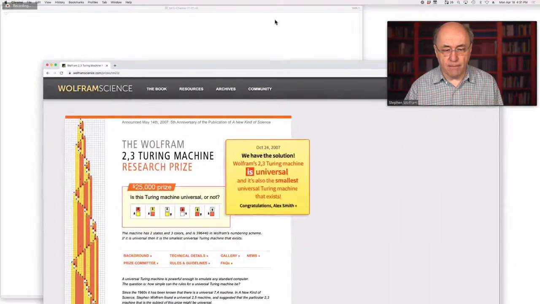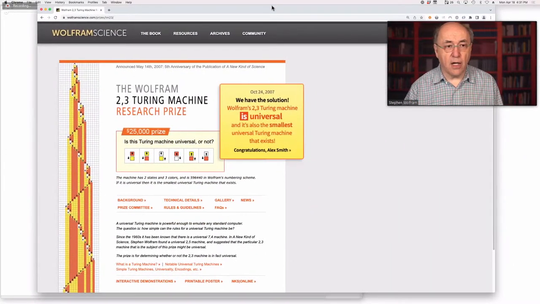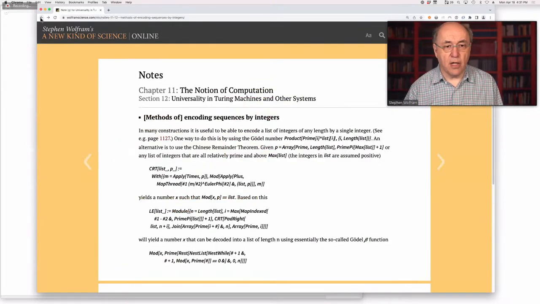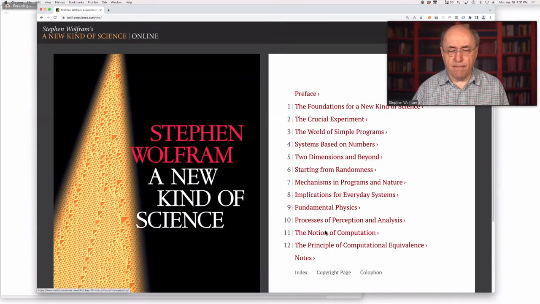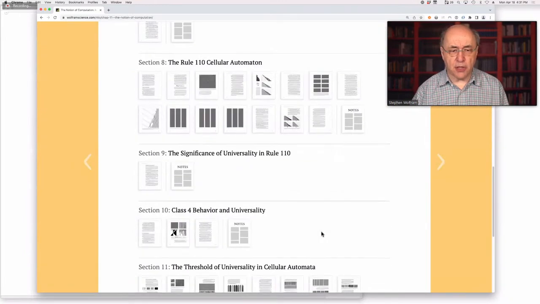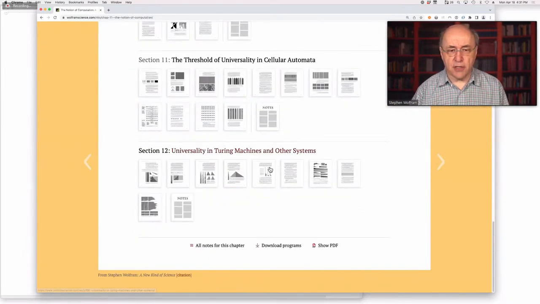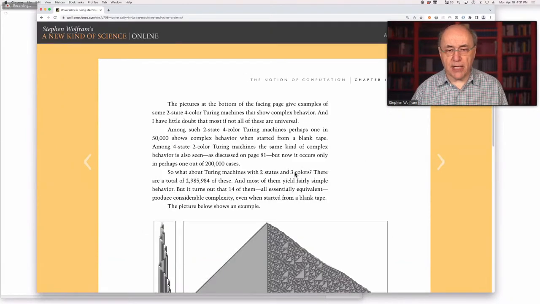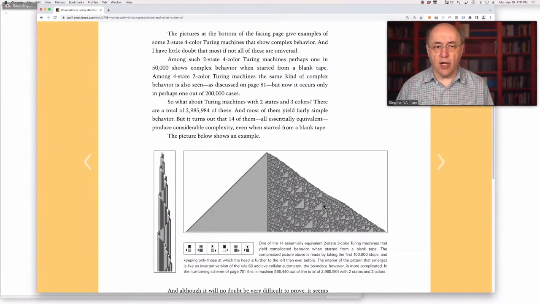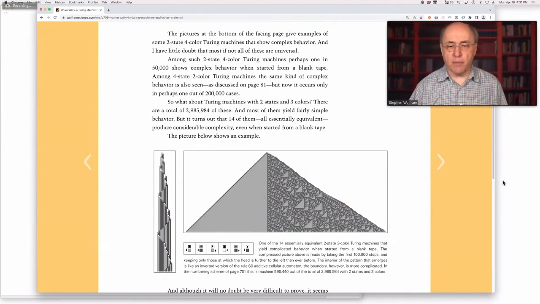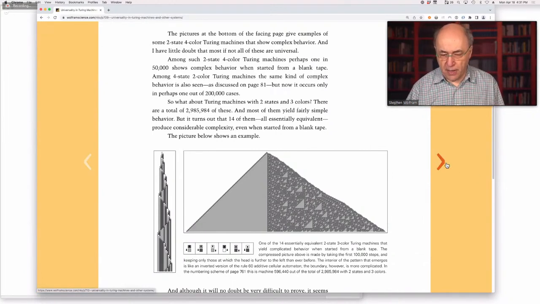So, let's see, where were we? We were going to go back to, here we go. Going to go back to chapter 11 here and to our section on universality in Turing machines and other systems. So that was sort of the big potential prize at that time, which I didn't know. I didn't know that this would be universal. I thought it would be. That was my kind of guess.